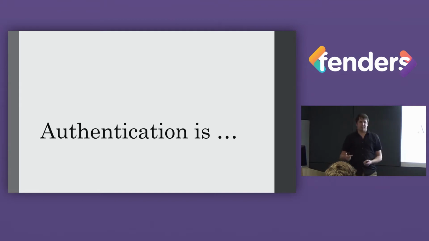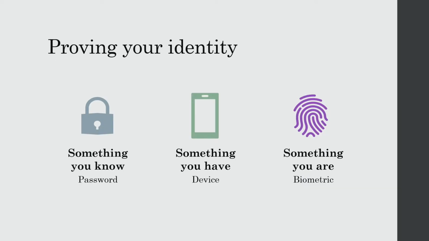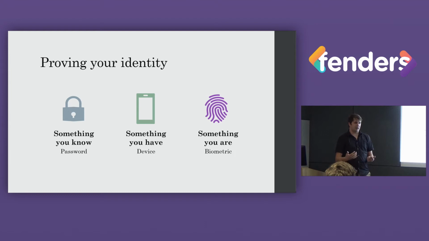That's different from authorization, which is whether you have permission to do something. And the way you would prove your identity is through something you know, like a password, something you have, like a device, that could be a phone or a computer, or something you are, like a biometric, for example, a fingerprint or your face.